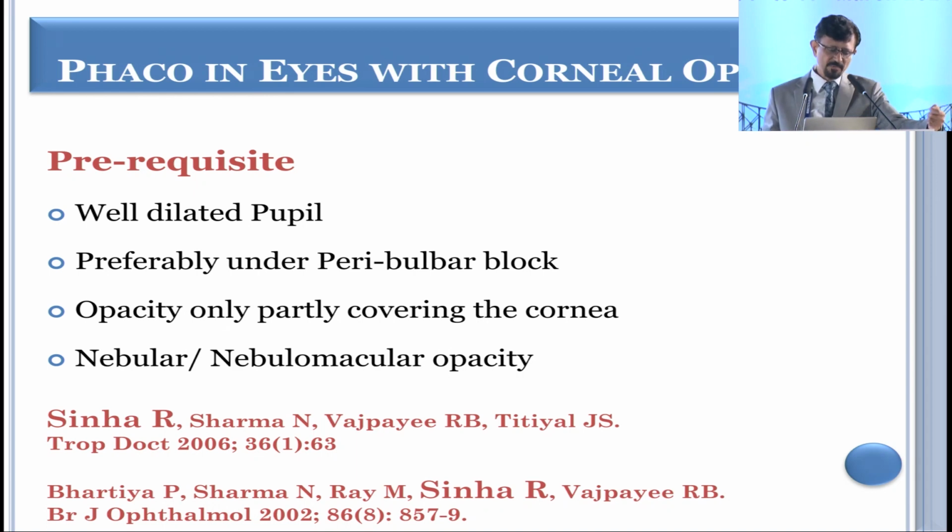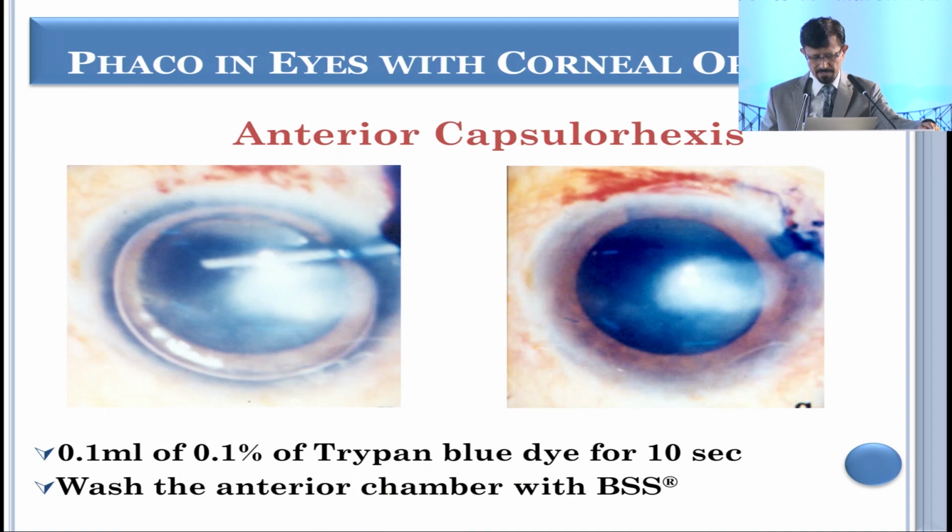If it's not dilating well, use hooks or rings to enlarge the pupil. Do it under peribulbar block, because many a times you handle the iris and the patient can have pain, and you can do it only if the opacity is partly covering the cornea.